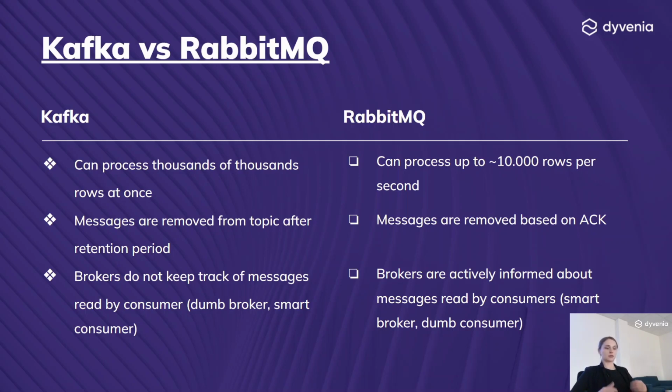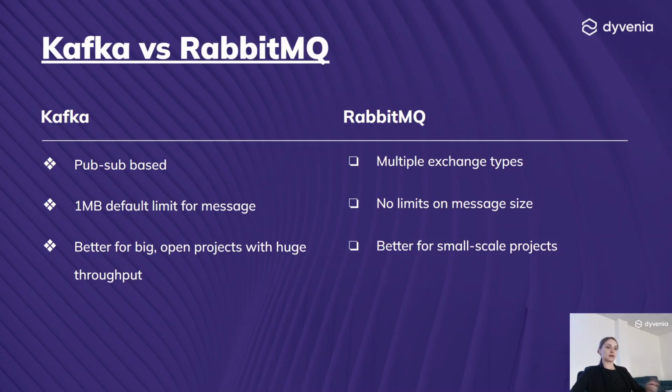Also, the big difference between Kafka and RabbitMQ is that in Kafka, you have a dumb broker, smart consumer mechanism, and in RabbitMQ, you have a smart broker, but dumb consumer. So brokers do not keep track of the messages. We don't know if they're being read by a consumer or not. Kafka doesn't care about that. RabbitMQ is actually keeping track: okay, this consumer has read the message, this didn't. Kafka is PubSub based. RabbitMQ has exchange types. It's a different form of message queue.